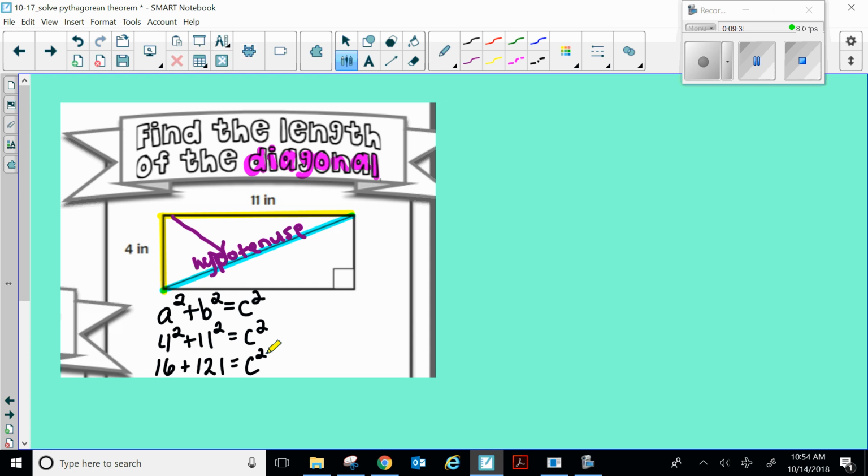And then that will give me my c squared. So 16 plus 121, that's 137. And that will be my c squared. I don't want my square, so I'm going to square root 137 to get my side length, to give me c. So the square root of 137 is approximately 11.7.